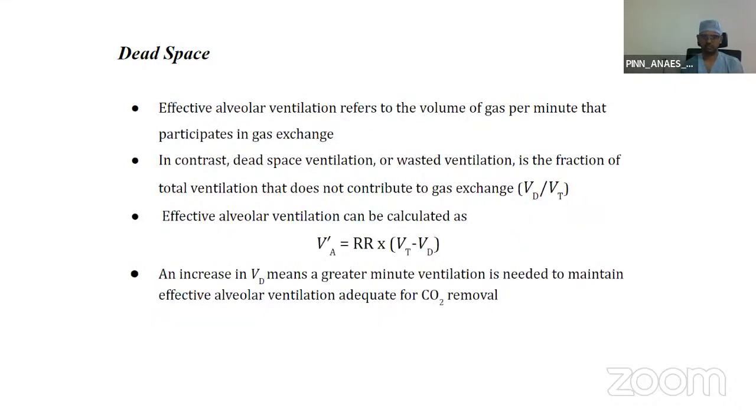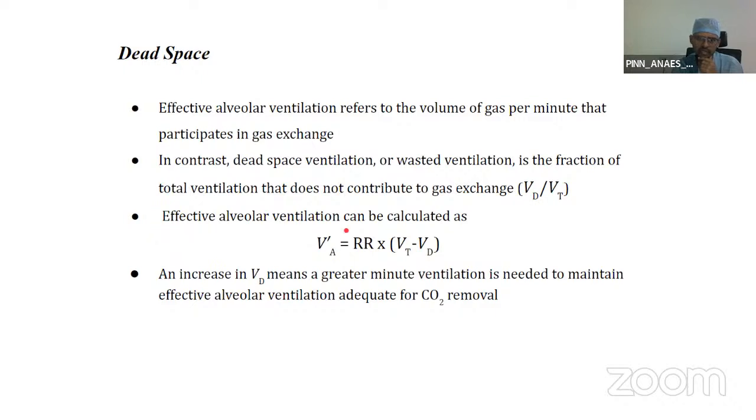So, the hypercarbia is because of increased dead space ventilation in the case of this old lady. In case of increased dead space ventilation, the effective alveolar ventilation, which is nothing but the volume of gas per minute that participates in gas exchange, has to be increased. In contrast, dead space ventilation or wasted ventilation is the fraction of total ventilation that does not contribute to gas exchange. The sum of alveolar ventilation and dead space ventilation is the minute ventilation.